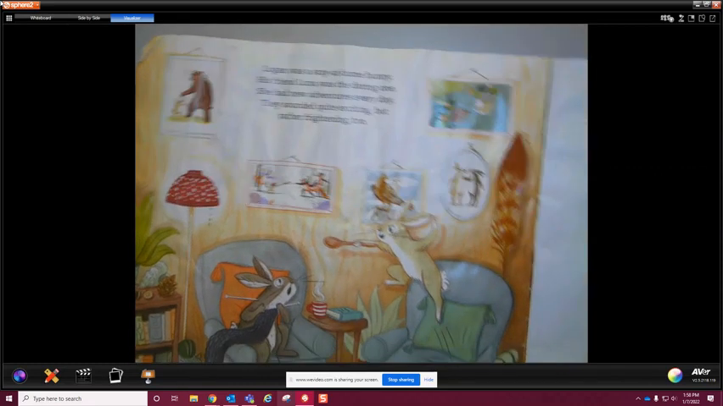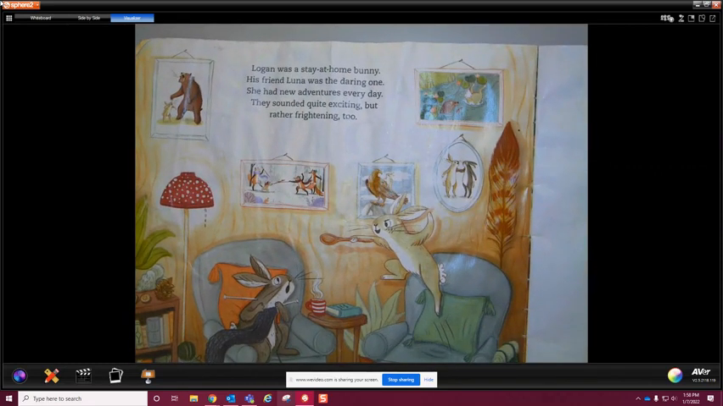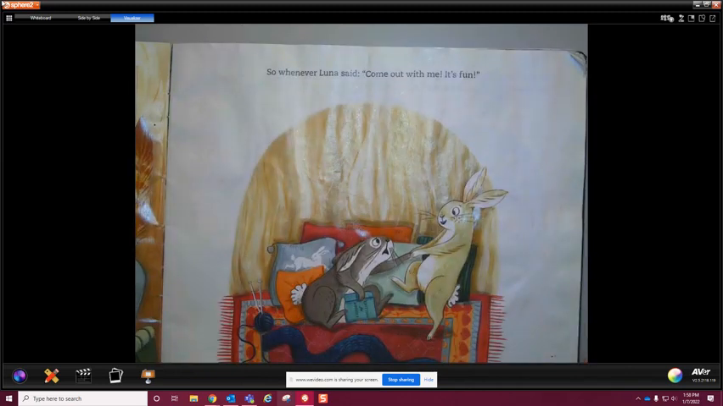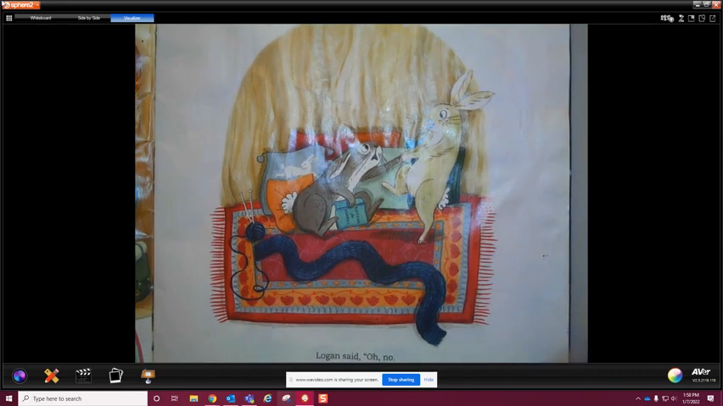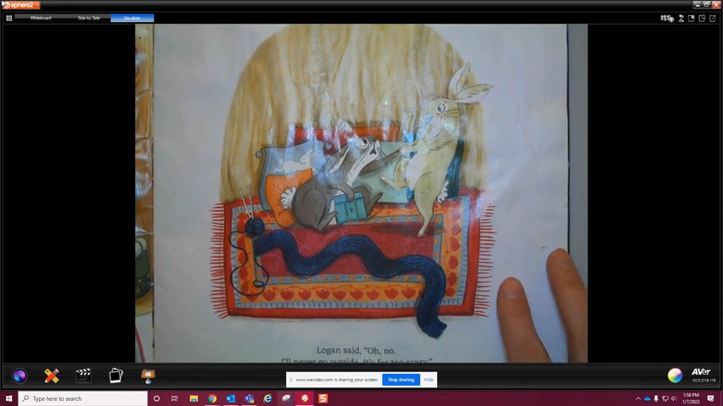All right, so Logan was a stay-at-home bunny. His friend Luna was the daring one. She had new adventures every day. They sounded quite exciting, but rather frightening too. So whenever Luna said, "Come out with me, it's fun," Logan said, "Oh no, I'll never go outside. It's far too scary."